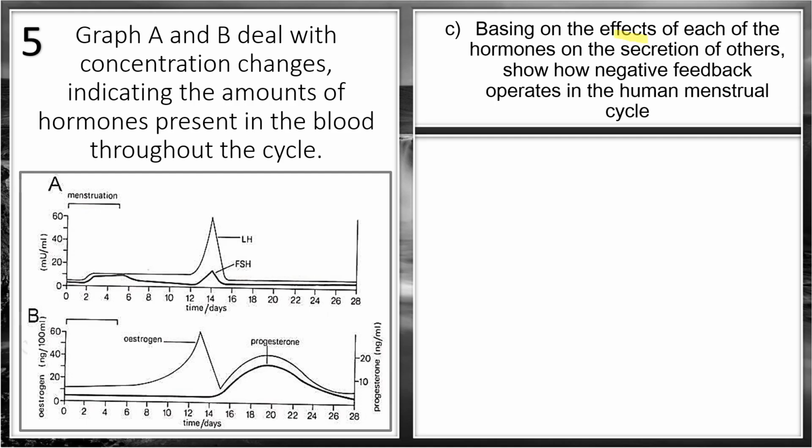Basing on the effects of each of the hormones on the secretion of the other, show how negative feedback operates in the human menstrual cycle.